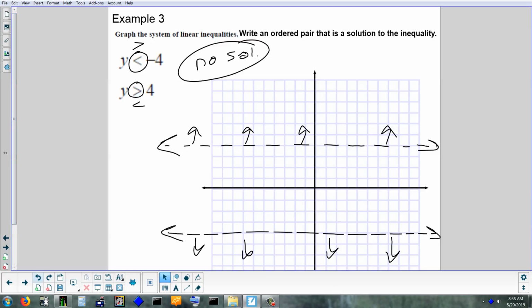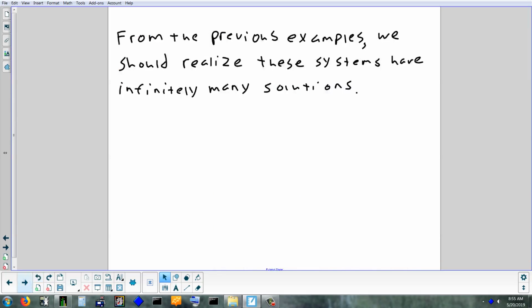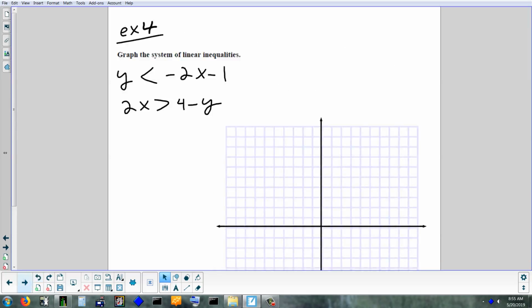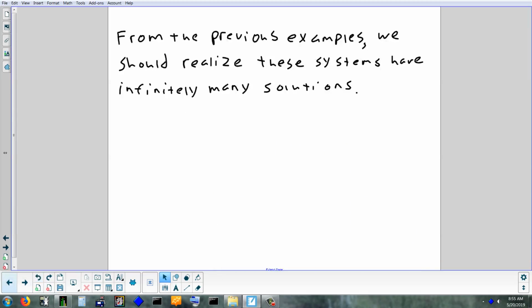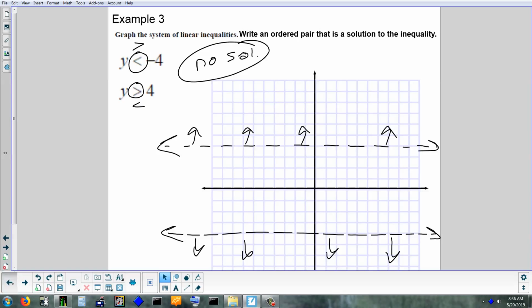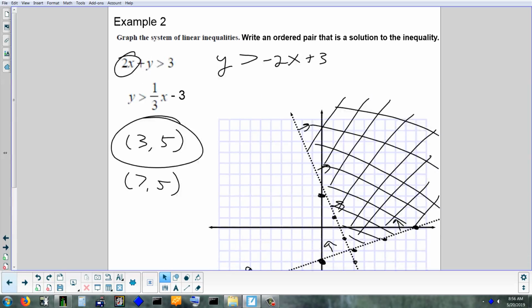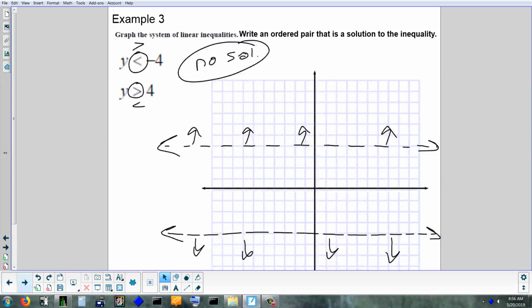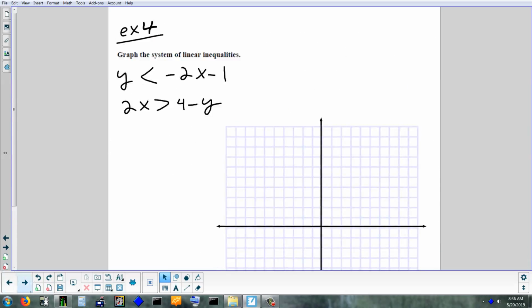Okay. So any questions on that? All right. So when I asked you to find an ordered pair that's a solution, I said, well, what if they wanted another one? There's infinitely many. Any point that's in the shaded area is a solution. So there's infinitely many.